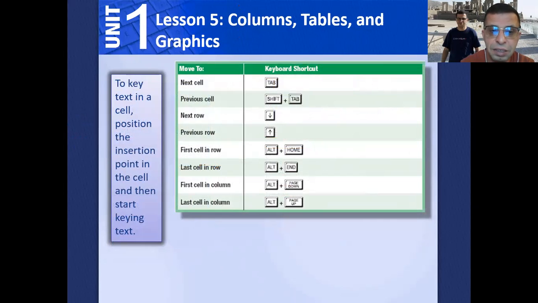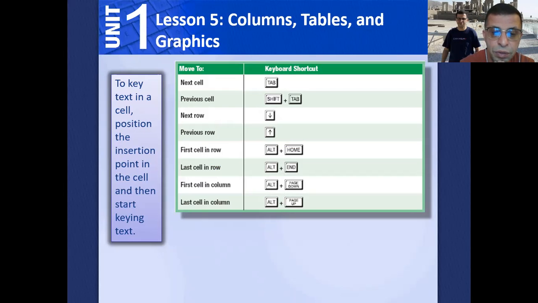To key the text in a cell, you position the insertion point in the cell and then start keying whatever text you want. To go to the next cell, you press Tab. And to go to the previous cell, you press Shift Tab, or you click back to it. The next row is arrow down, the upper row, arrow up. If you want to go to the first cell, you press Alt Home. That's going to speed things up. And the last cell is Alt End.